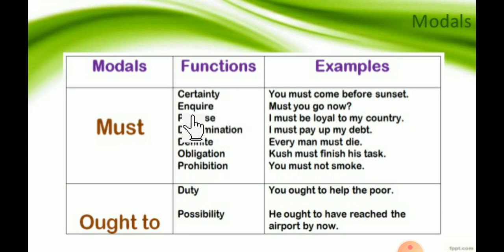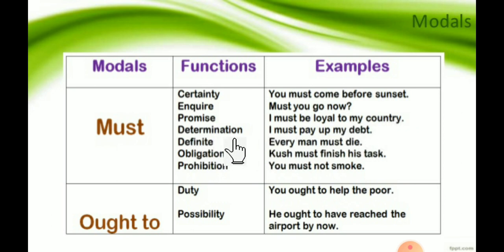Next one, for inquiry. For inquiry, how can you write? Must you go now? Yes, you can say that. Must you go now? Next, promise. If you want to make a promise to somebody, you can use must. I must be loyal to my country. So you are promising: I am Indian, so I must be loyal to my country.